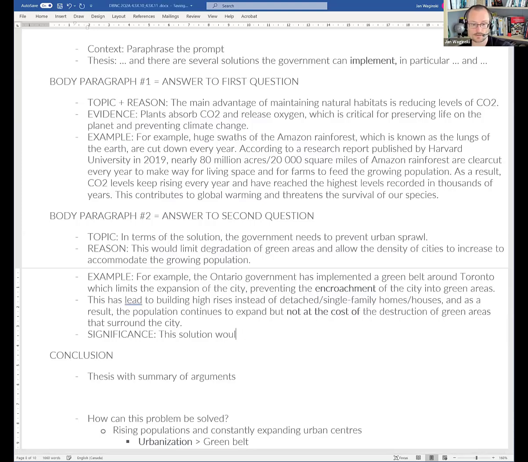This solution, what can we say about this for our significant statement? Okay, this solution would decrease the disappearance of the green spaces, the green places. Yeah, or prevents the disappearance of natural habitats. The disappearance of green spaces and natural habitats.